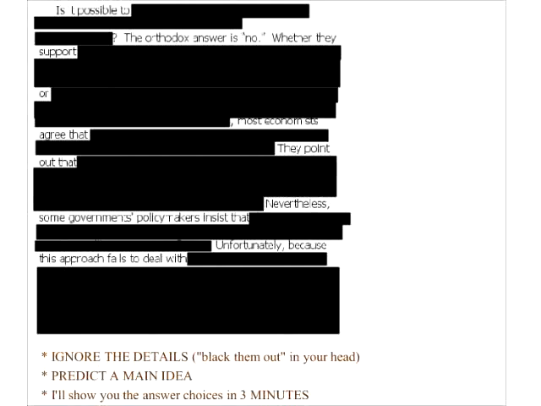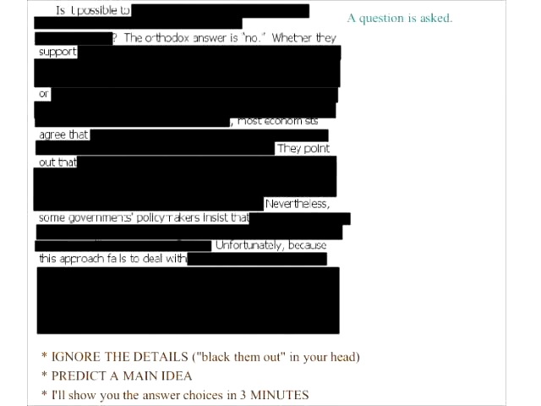Is it possible to do something? The orthodox answer is no. So that is, there's a question. And orthodox is a very important word in this passage. If you don't understand what that word means, you're going to have a little bit of difficulty here. But you can kind of figure it out from context. If you don't know what orthodox means, the context clues here are fairly strong. But orthodox means the standard answer.